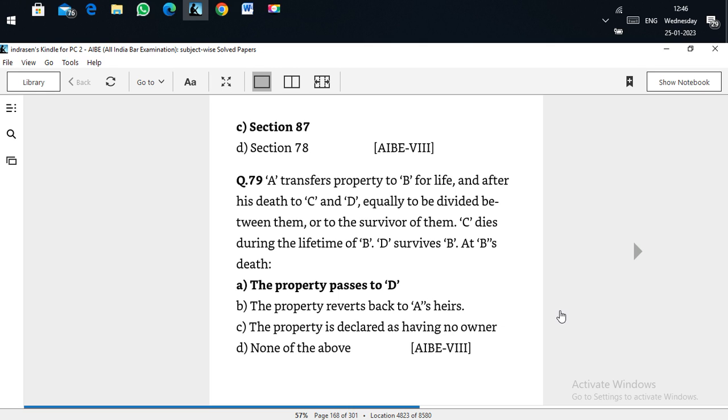A transfers property to B for life, and after his death to C and D equally to be divided between them, or to the survivor of them. C dies during the lifetime of B. D survives B. At B's death, the property passes to D since C is not there.